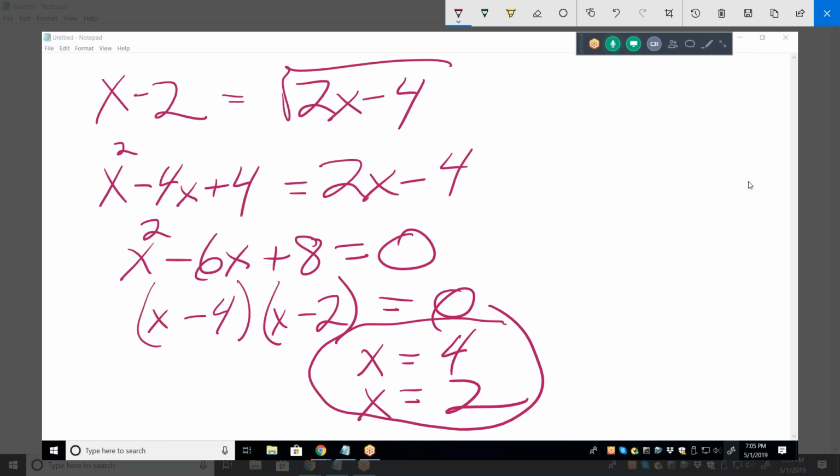Because remember the rule of algebra, it doesn't say that both of those have to be 0. It just says one of them has to be 0. So, does 4 work?